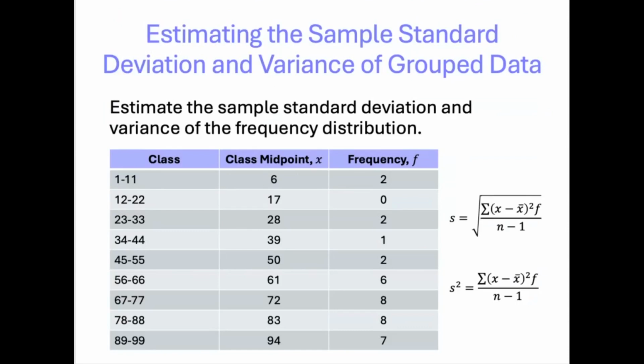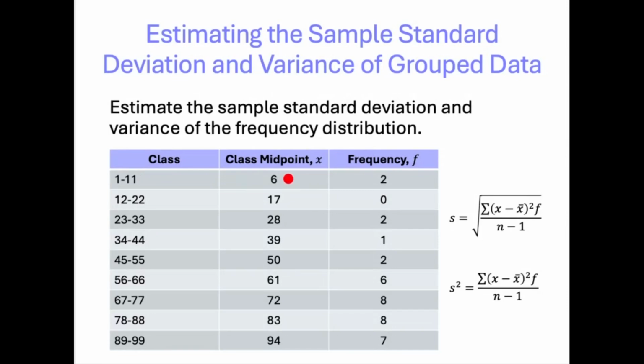All right, for our last example, we're going to be estimating the sample standard deviation and variance of grouped data. It says to estimate the sample standard deviation and variance of this frequency distribution. We had this one in the previous video. It is a frequency distribution. We have them in classes, so we're not sure exactly. We know there's a frequency of 2 in this class, it goes from 1 to 11. We just don't know what numbers those are. It could be 4, it could be 8. We don't know. But it does occur with a frequency of 2.